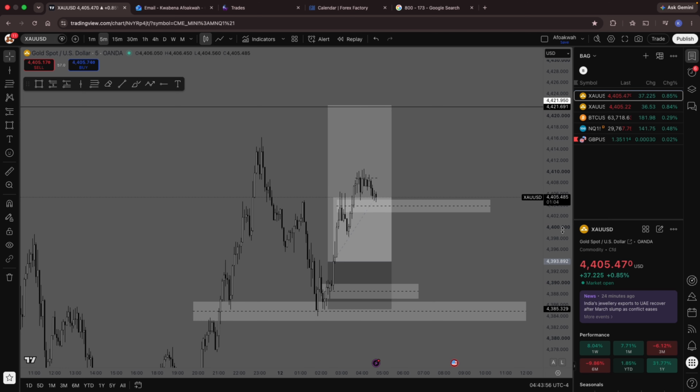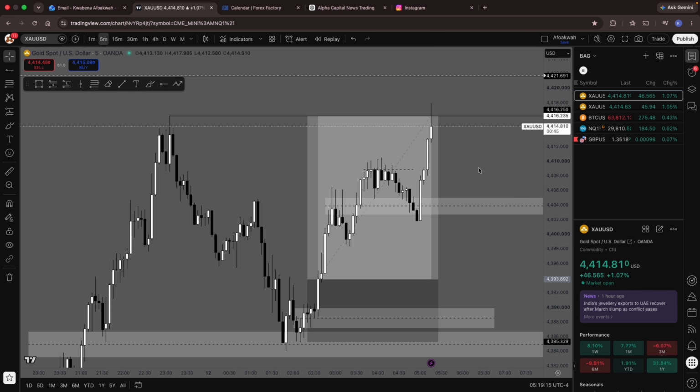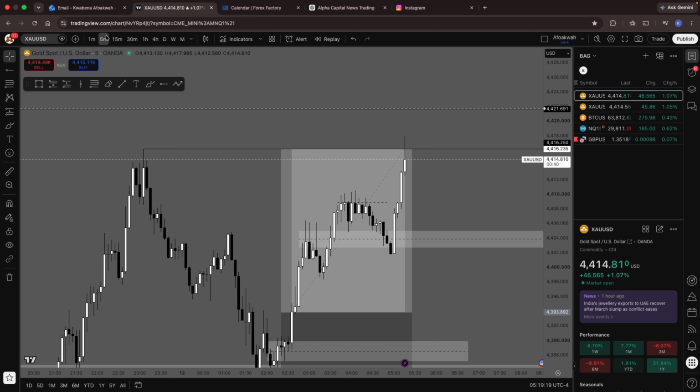I'm also currently in this position right here. I will let you guys know the outcome at the end of this position. I've already broken down this trade and why I took it. Okay, so we ended up winning this trade, hit full TP.